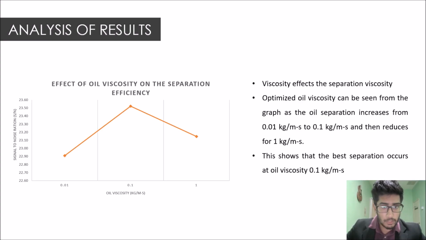So the effect of oil viscosity on separation efficiency can be seen in this graph. We can see that 0.01 is the lowest, then it increases to a maximum at 0.1, and then the separation efficiency reduces at a viscosity of 1. So from here we can see that we have reached the optimized oil viscosity of 0.1. Anything other than 0.1 will not be so good.